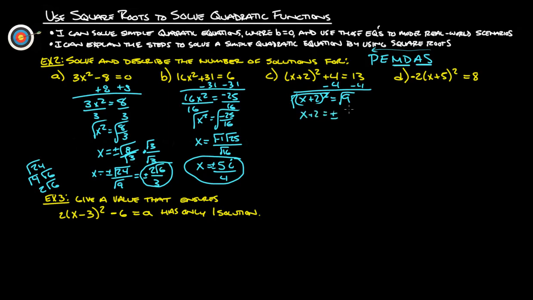And that's going to equal plus or minus square root of 9 is 3, right? Now we can go back and get rid of the plus 2. So we subtract 2 from both sides, and we get x equals.